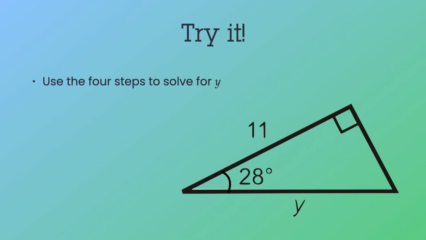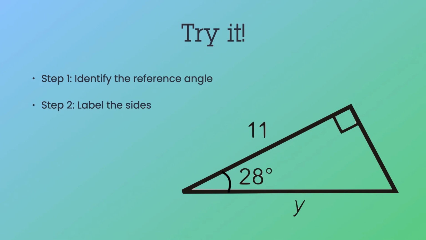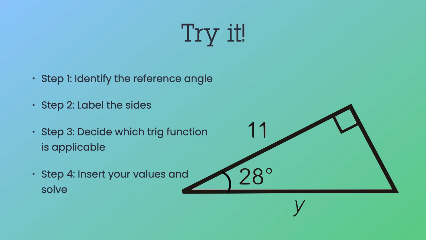So here's an example that I'd like you to pause the video and try on your own. So we have one side that we're given, one side that we're trying to find, and we are given an angle. So we're going to use those 4 steps to solve for y. So remember, step 1, identify the reference angle. Step 2, label the sides. Step 3, decide which trig function is applicable. And step 4, insert your values and solve. So go ahead, pause the video and see how far you can get.